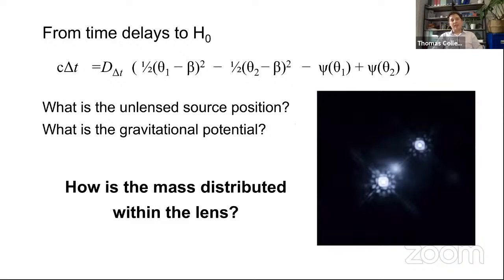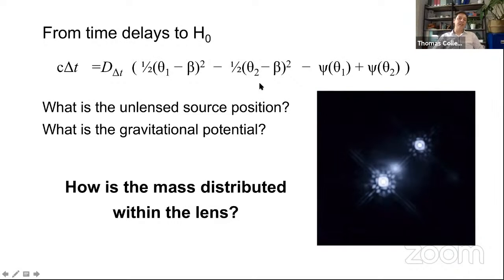However, the time delays are not the time delay distance. They're only proportional to it. So this equation here, I'll try not to give you too many equations in my talk, but this is sort of the key one that explains the relationship between the time delays, the time delay distance, and the geometry of the lensing system.